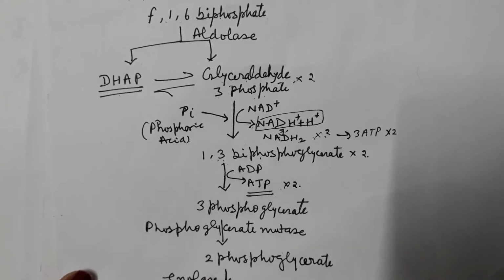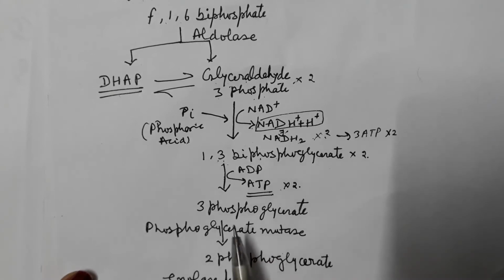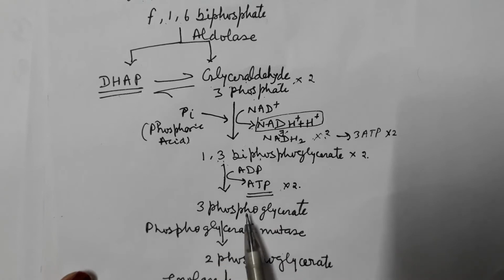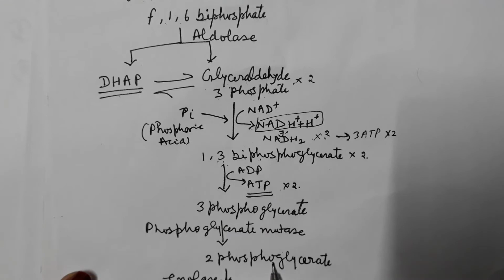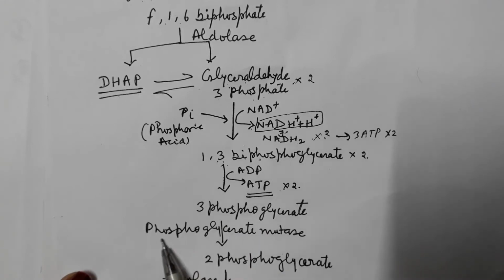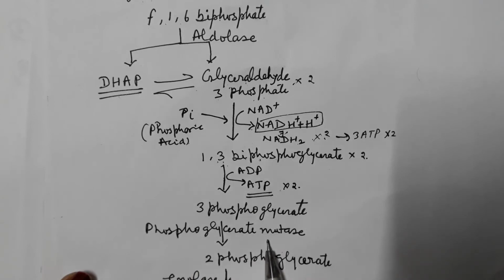3-phosphoglycerate is converted into 2-phosphoglycerate. Only the position of phosphate changes. 3-phosphoglycerate में phosphate कार्बन 3rd पर प्रेजेंट है और 2-phosphoglycerate में कार्बन 2 पर phosphate group present है. This step is catalyzed by the enzyme phosphoglycerate mutase.